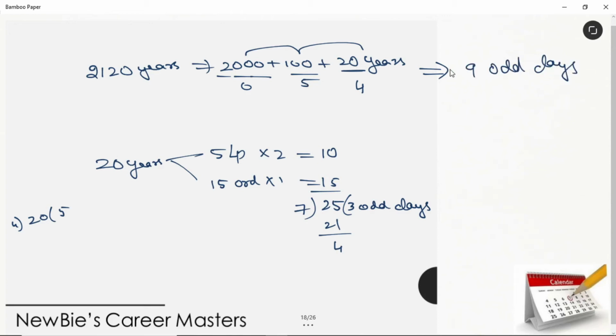Be careful. Again, we can't place 9 as odd days. So what do you have to do? Divide this by 7. Remainder is 2. This is the final odd days. Okay. Now we can say 2120 years have 2 odd days. I hope the concept is clear now.